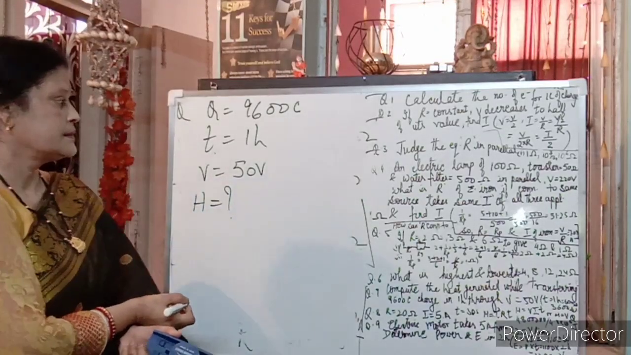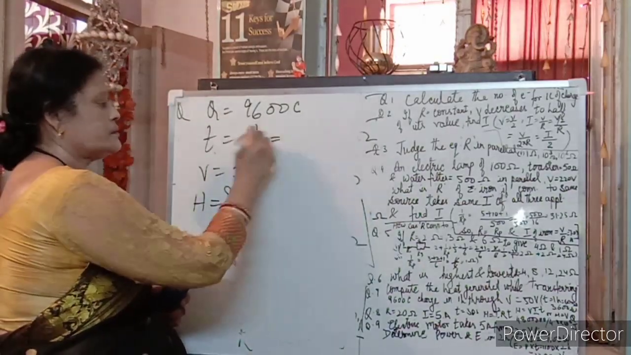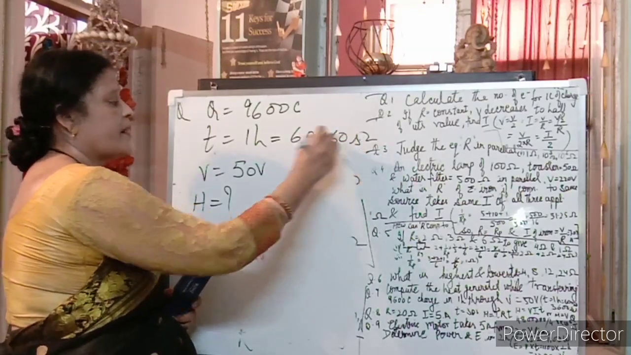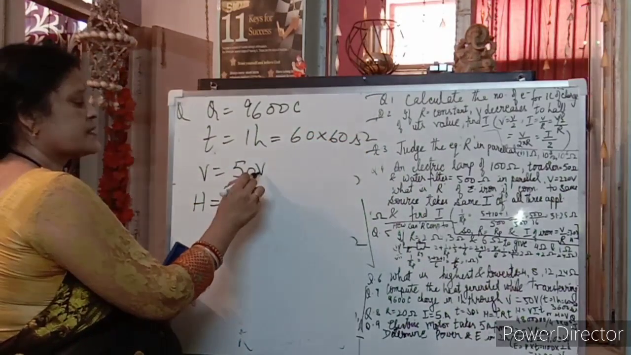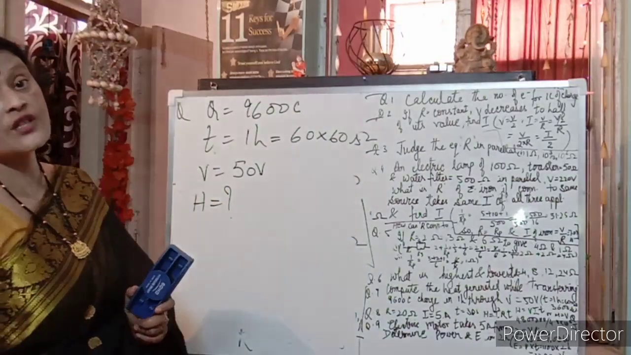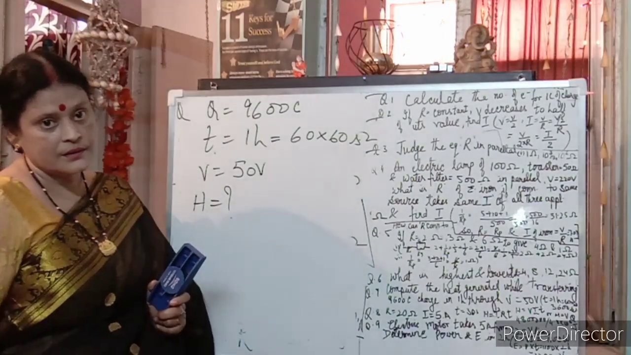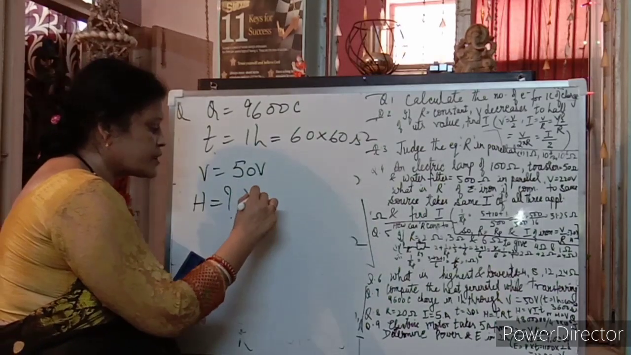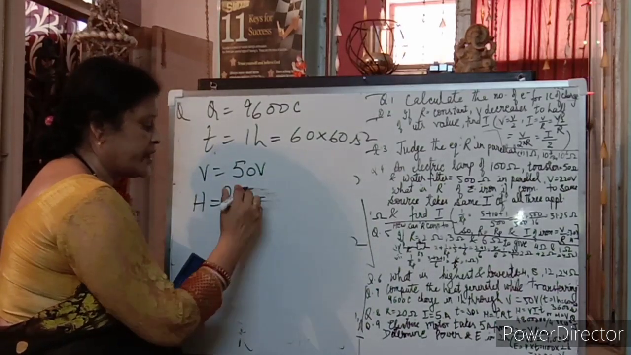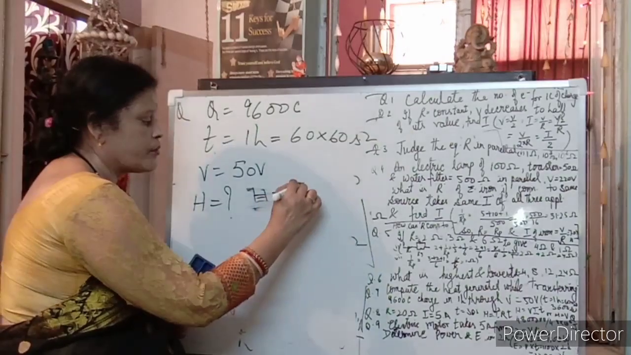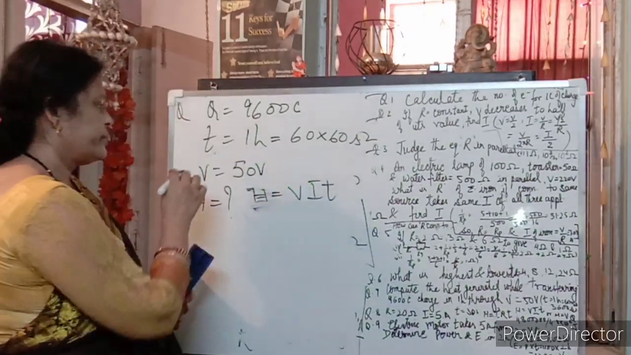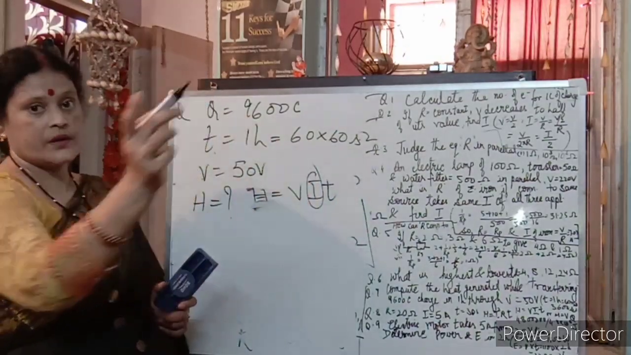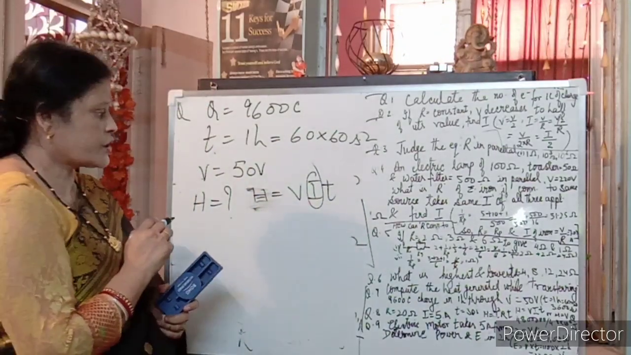What will you do? Convert 1 hour to 60 into 60 seconds. Why are we converting into seconds? Because this is in volt. Volt is the unit in which the work done is in joule. That is why we are using seconds. Either you will use H is equal to VIT. I have already told you in the formula. This is direct, V is given. Oh, I is not given. I is not given. Then what will you do?